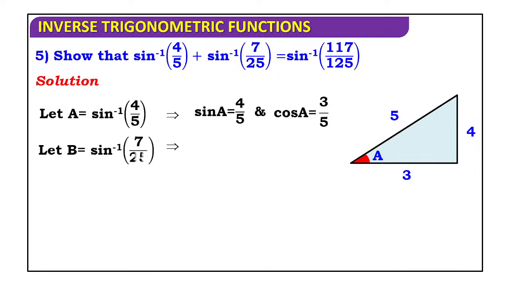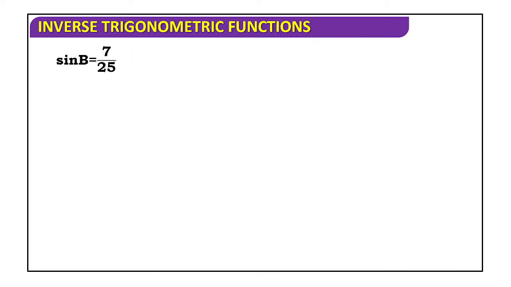What happens? Cos A will be 3 by 5. Now in the second triangle, cos B will be 24 by 25. So these are the triplets. Now this looks like sine A plus sine B. Okay? So I use this formula.